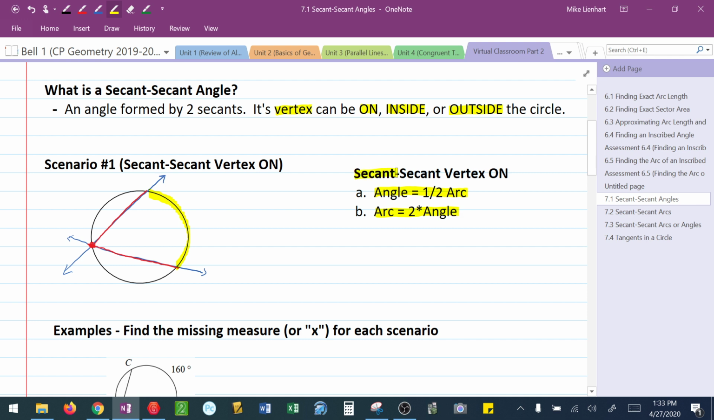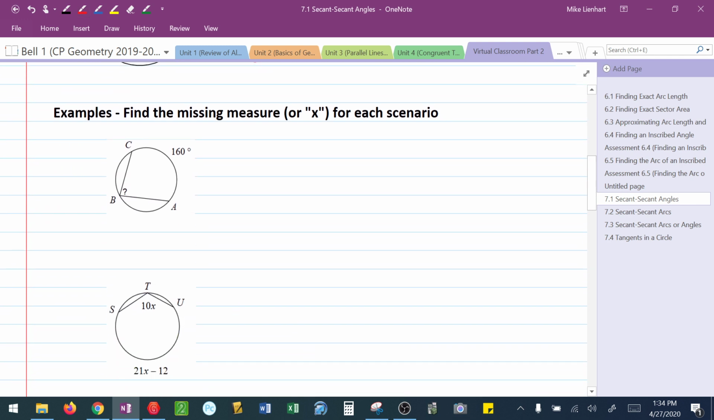So when we have this secant secant vertex on scenario, we really don't have anything new to learn. We just have to remember that the angle, so I'm going to call the angle here 1, and we'll call this arc A. I know that the measure of angle 1 is equal to half of arc A. Or conversely, we know that arc A is equal to 2 times the measure of angle 1. All right? So let's apply that scenario here.